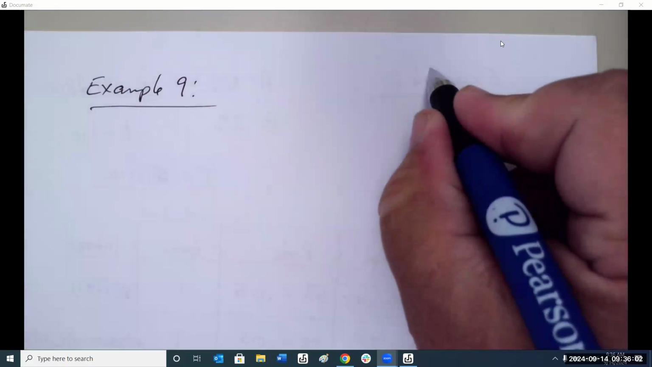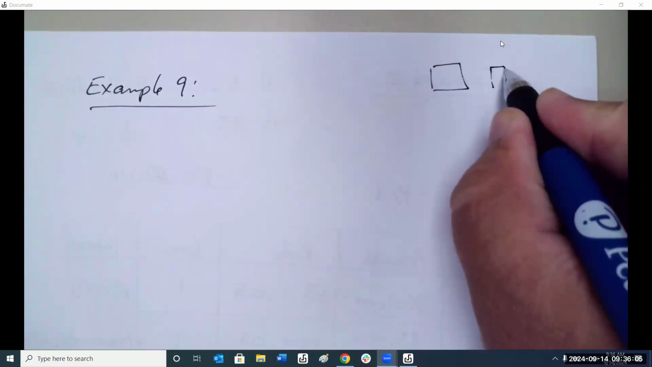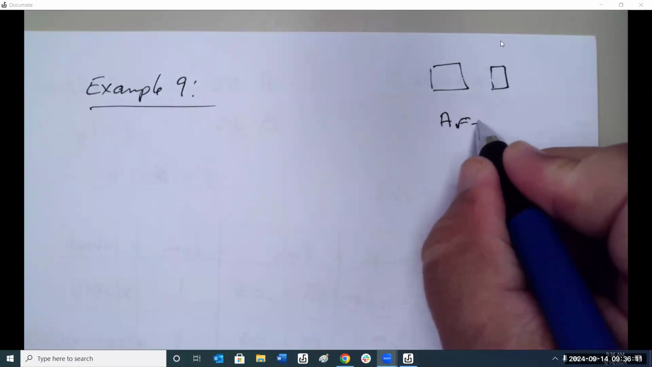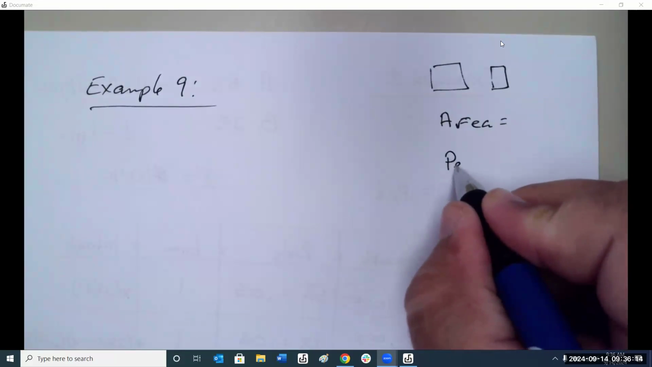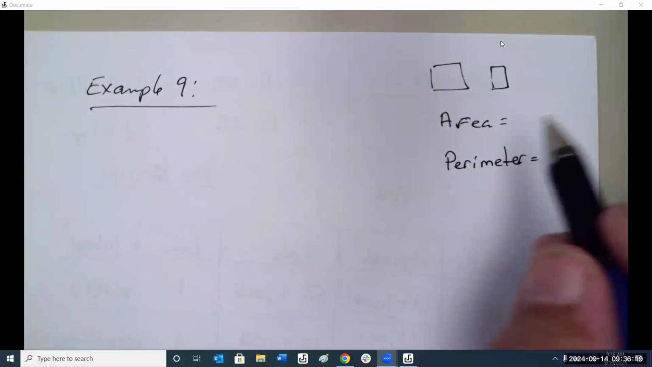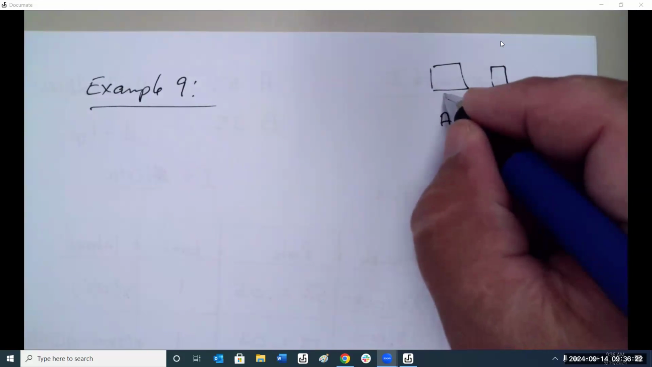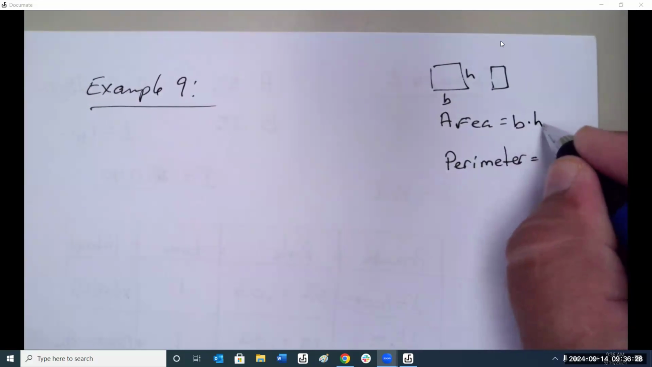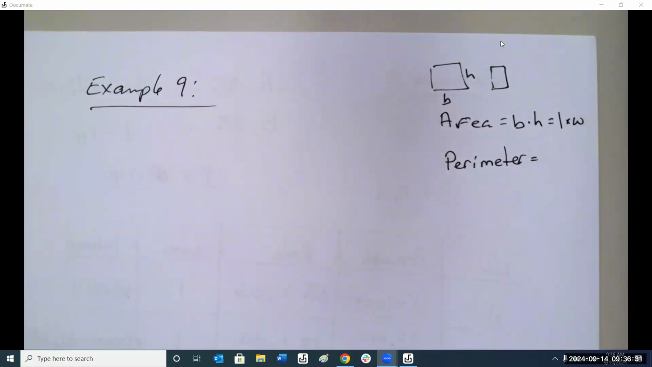Now, whenever we have rectangular objects, they can be rectangular, they can be square. In other words, if it looks something like this or like that, we can figure out the area and what's called a perimeter. How do you find the area? We have the base times the height, or length and width. Base times height or length times width. That doesn't matter. It's just two dimensions.